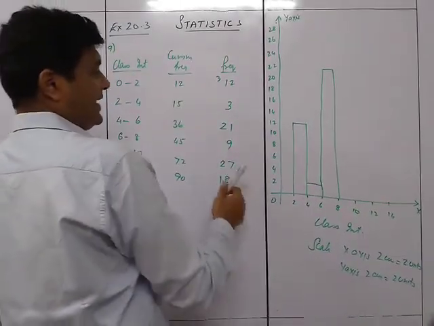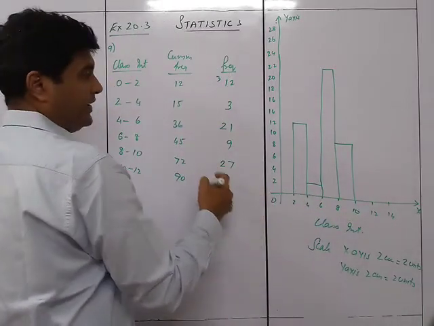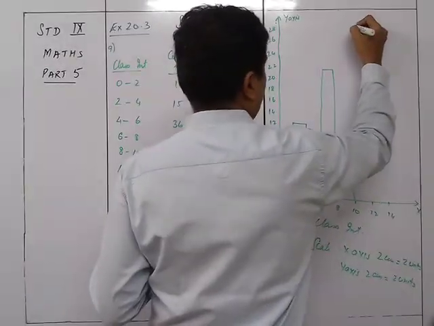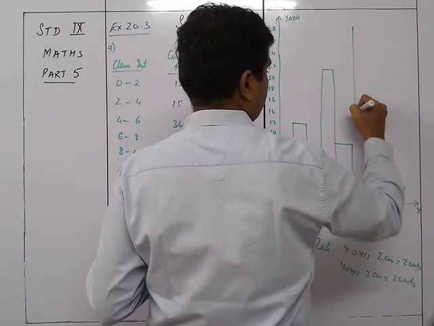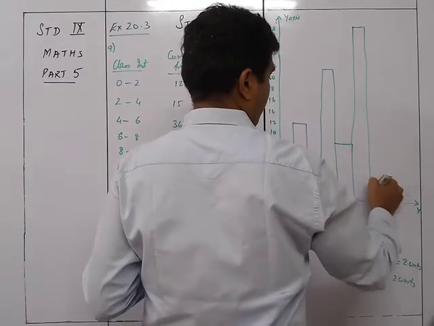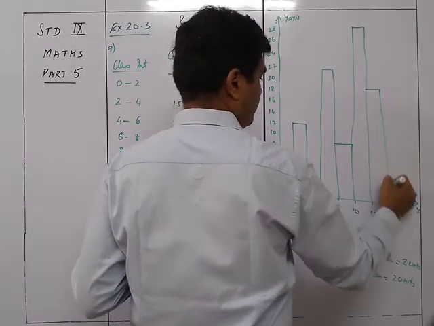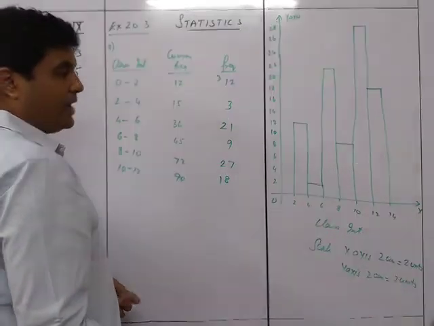The next one is 9. So 9 will be between 8 and 10. So that is 9. Then 27 will go all the way up to between 26 and 28. And finally it's 18. So 18 is over here like this up to this point. So this is your required thing.